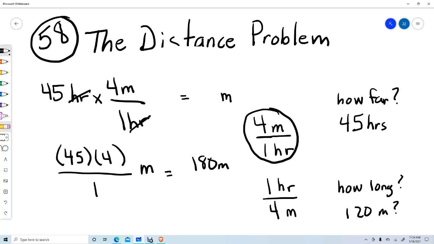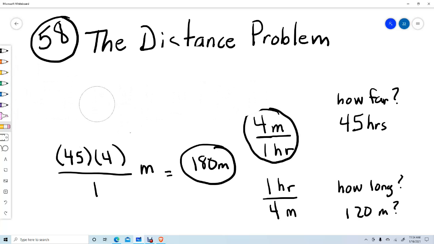She can jog 180 miles in 45 hours. Did I say that right? In 45 hours, I'm sorry. She can jog 180 miles in 45 hours. Okay, so that's how we would work our first type of problem, asking how far.